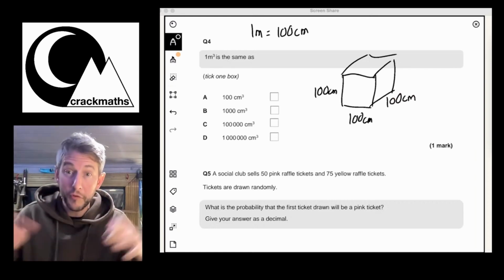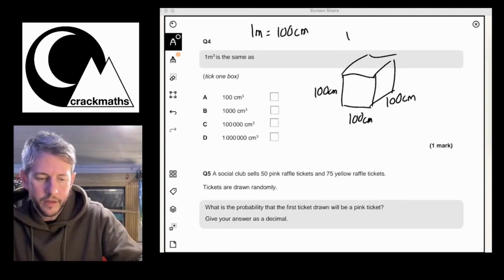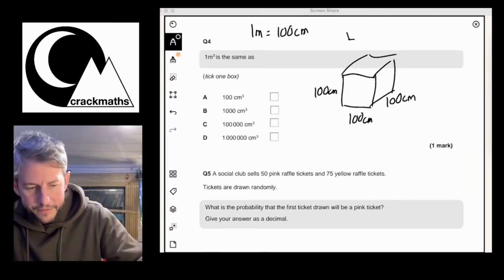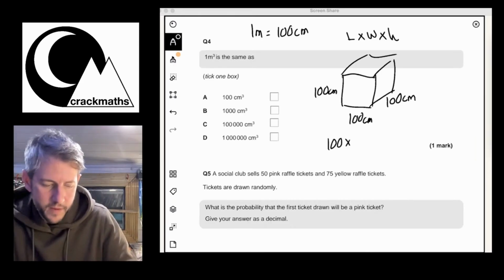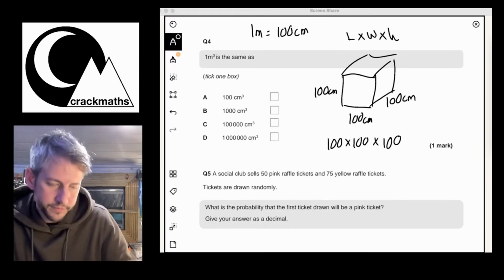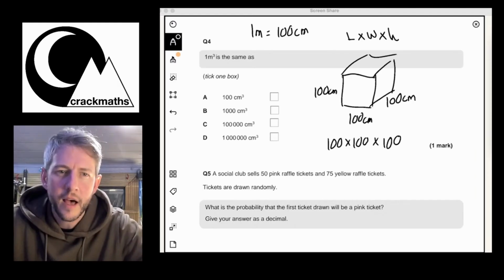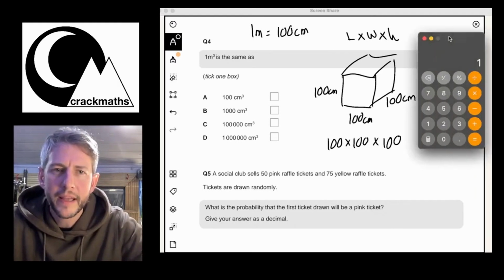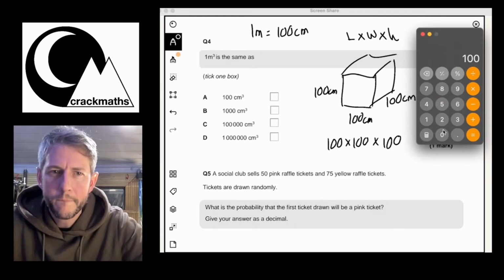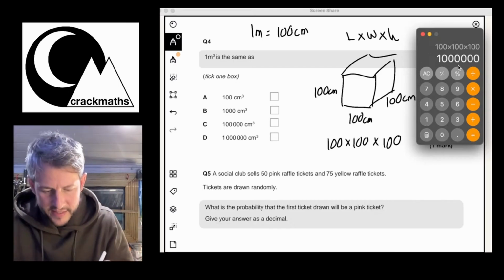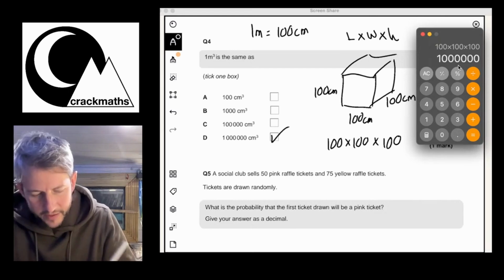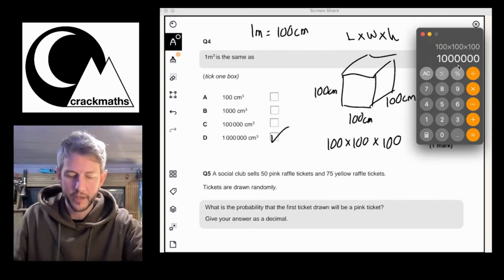So instead of it being a meter cubed, I'm going to think about it in terms of centimeters. This is 100 centimeters, this is 100 centimeters, and this is 100 centimeters. Remember, the volume of a cube or cuboid is length times width times height. So I'm now going to do 100 times 100 times 100. That is 1 and 6 zeros, 1,000,000. So it's this one here, 1,000,000 centimeters cubed.